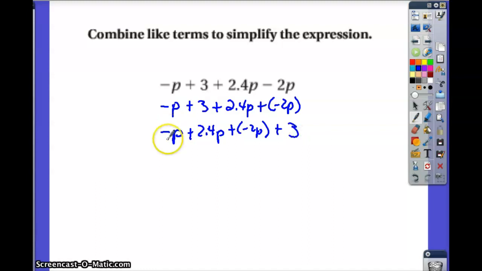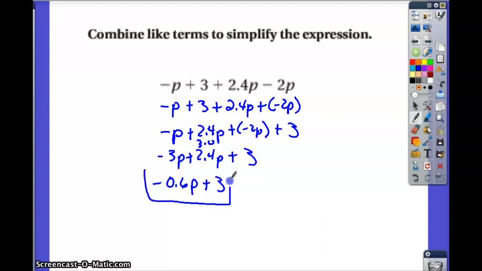Let's combine what we know. We've got a negative 1p and a negative 2p makes negative 3p, plus 2.4p plus 3. Negative 3p plus 2.4p. Signs are different, so you subtract. So it's 3.0 minus 2.4, which is 0.6. So you end up with negative 0.6p plus 3. So here's your simplified expression for this problem. So this concludes our lesson on simplifying expressions.